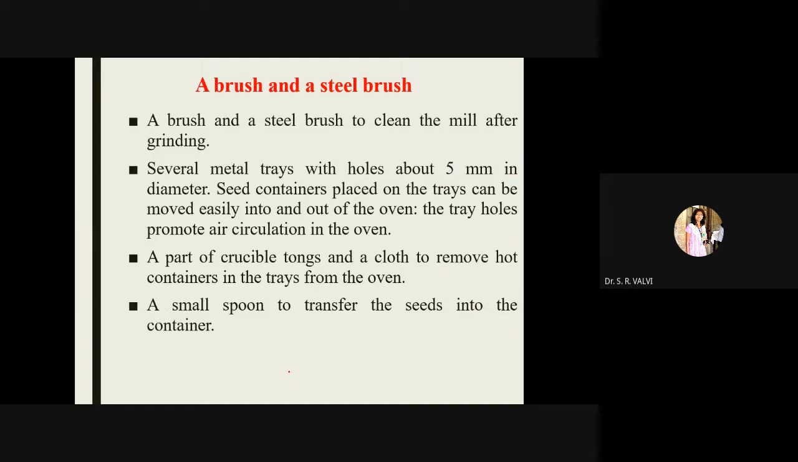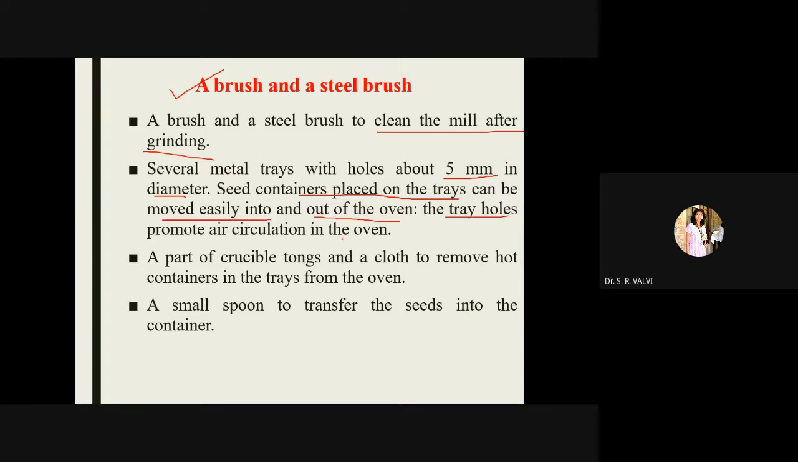Now next, a brush and a steel brush. Again, why is this brush used? To clean the mills after grinding, so for that purpose we are going to use this brush. Then several metal trays with holes about 5 in diameter. Seed containers placed on the trays can be moved easily into and out of the oven.